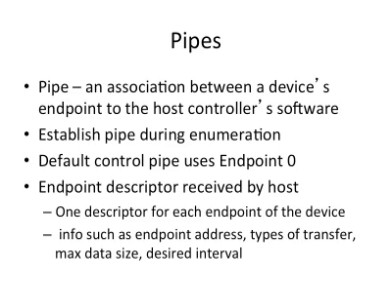So a pipe is the logical data flow. It's an association between a device endpoint and the host controller software, and it's established during the enumeration process. The control pipe is the one we use to relay control information, control data, control packets, and that uses endpoint 0. The endpoint descriptor is received by the host, one descriptor for each endpoint, and this descriptor has information such as the addresses, types of transfer, max data size, and desired data transfer interval.